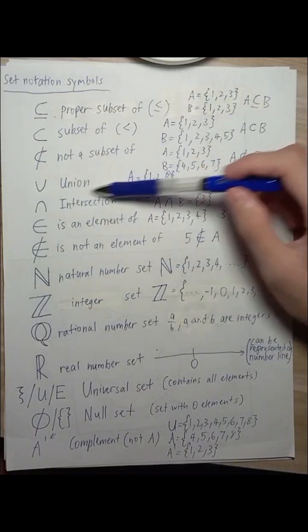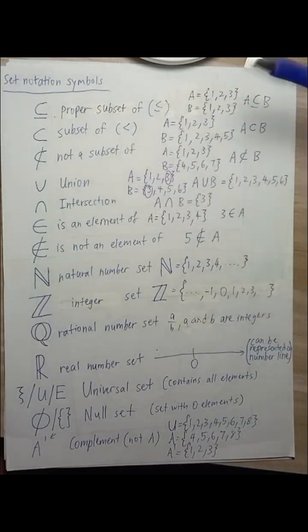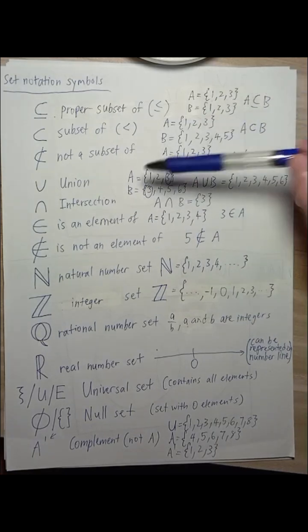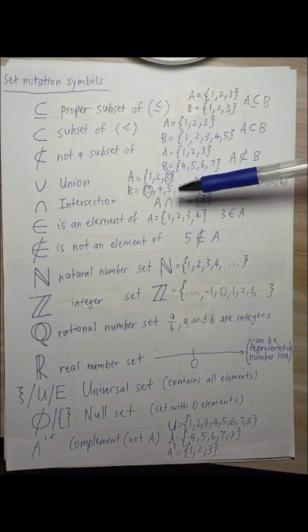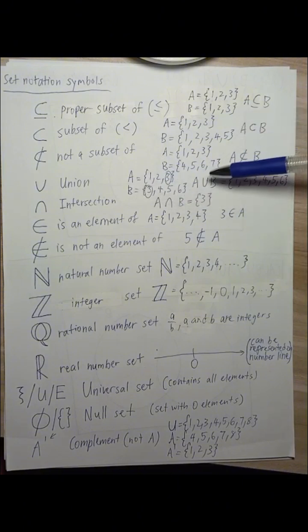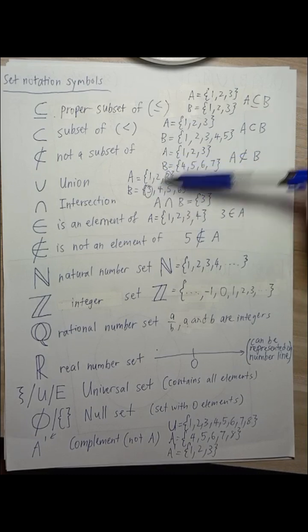Then you see the union over here. Union is kind of like the two sets combined to form one set. So let's say A is 1, 2, 3, while B has 3, 4, 5, 6. So the union of A and B is 1, 2, 3, 4, 5, 6. We do not need to repeat the 3.